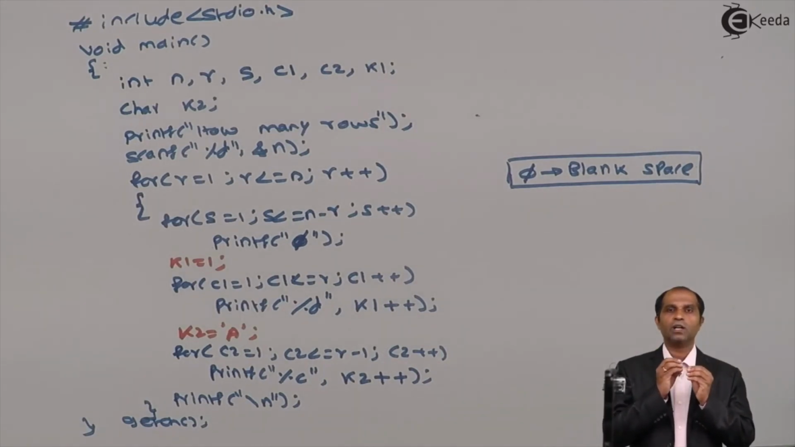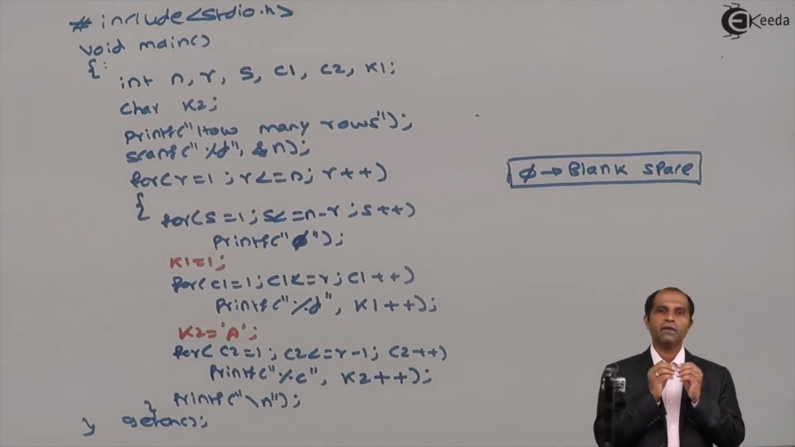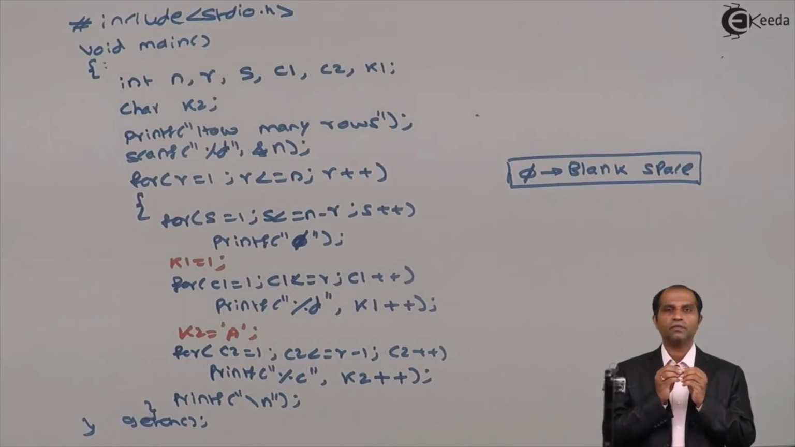S, C1, C2 are going to be independent loops which work one after another sequentially. And make sure that you assign K1 and K2 and set the values of K1, K2 properly before C1 and C2.